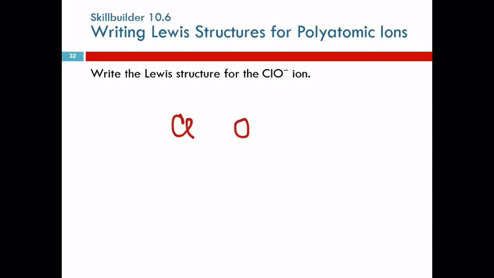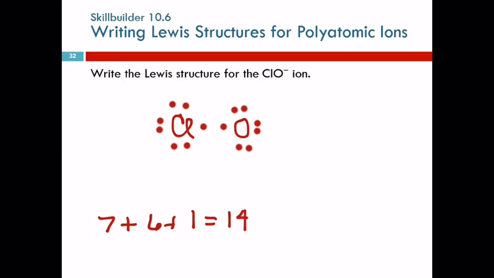How many valence electrons does chlorine have? 7. And how many does oxygen have? 6. And the negative charge tells us to add one or subtract one? Add one. So then I end up with 14. So I've got 14 dots. Well, put two in there. 4, 6, 8, 10, 12, 14.